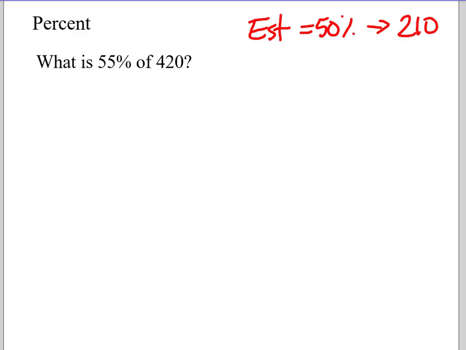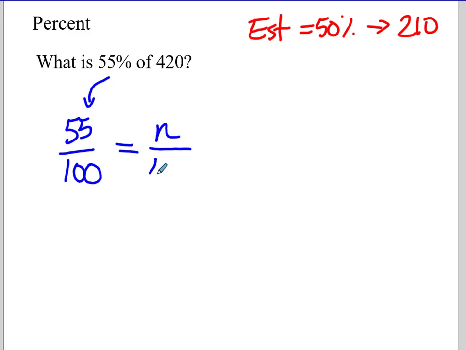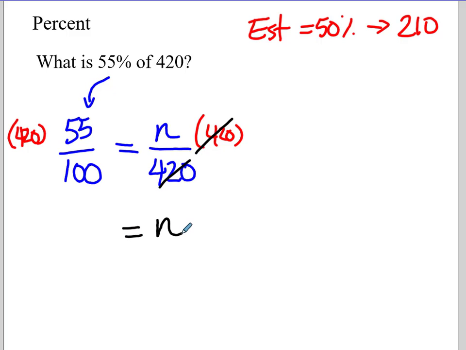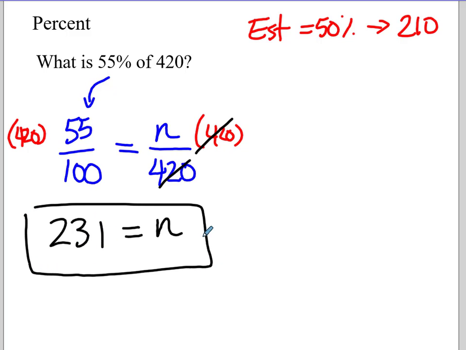So again, we talked about how we can set this up. 55% is 55 out of 100. Okay, and now if I'm looking for a part or a total for this question, I'm looking for the part of 420. And now I'm going to multiply both sides by 420, like such. These cancel. And now I have 420 times 55 divided by 100. I get 231 as my answer, and that's pretty darn close to the 210 I guessed.